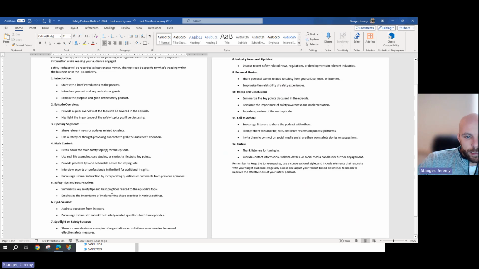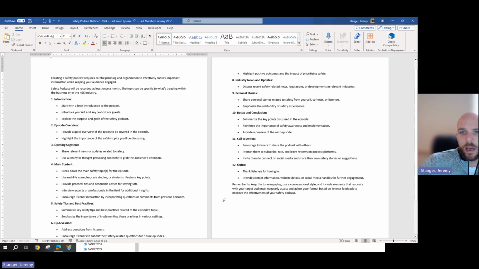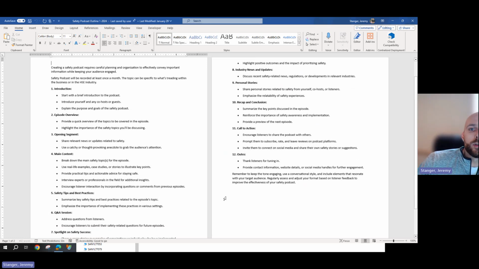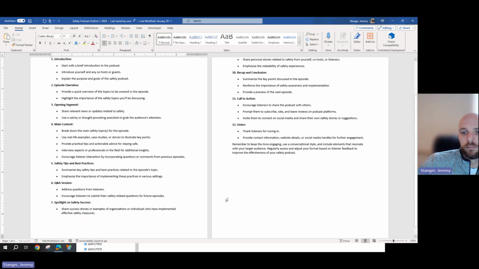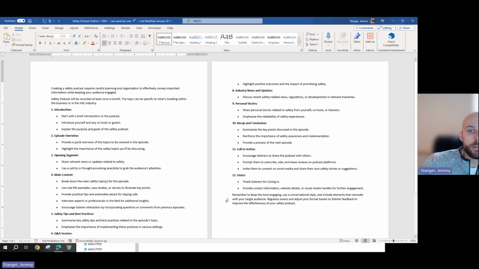practice makes perfect. Safety tips, best practices. I like to get to that point where we're talking about safety tips, best practices more often. Q&A sessions, we can do that. Maybe some spotlight on safety successes, some guests, personal stories, anything like that that may come to fruition as we grow, or just say I get better at this.